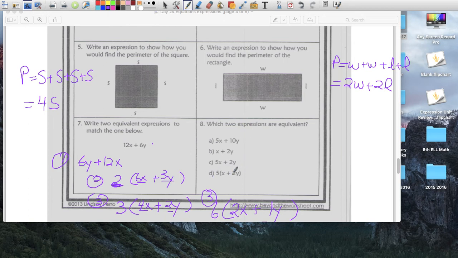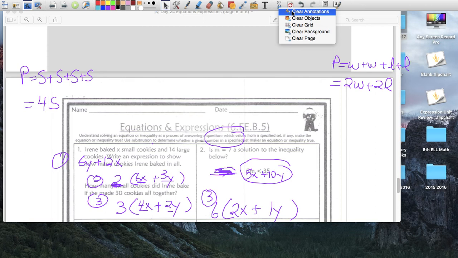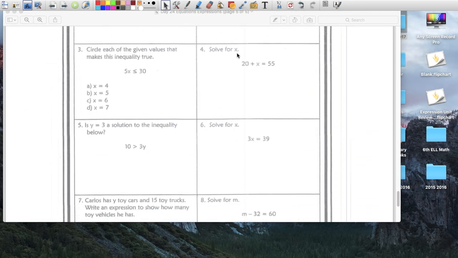Which 2 here are equivalent? Well, let's see. Just the last one over here, because it has parentheses, I want to remove the parentheses. I'm going to do the distributive property. So I'm going to get 5x, right? 5 times x is 5x. And 5 times 2y is 10y. Now I'm going to cross this out. So they're all without parentheses. Is there anything that's the same? Yeah, letter A and letter D. So that seems like that's the end of 24. No, it's not. I was completely wrong. There's a little bit more.